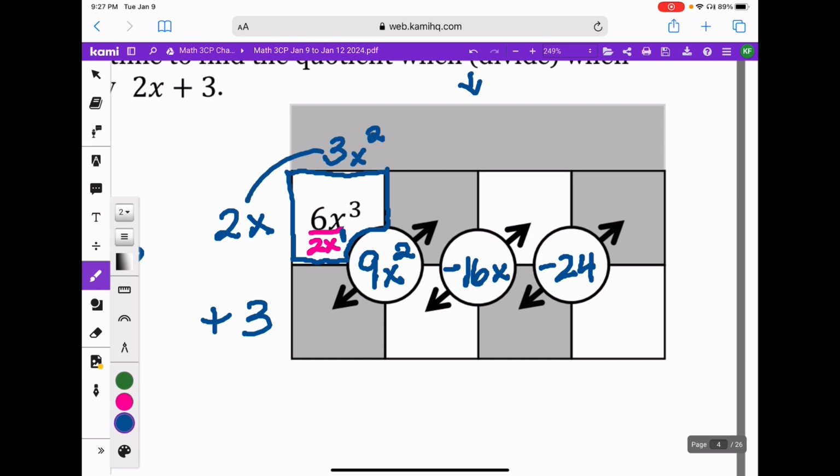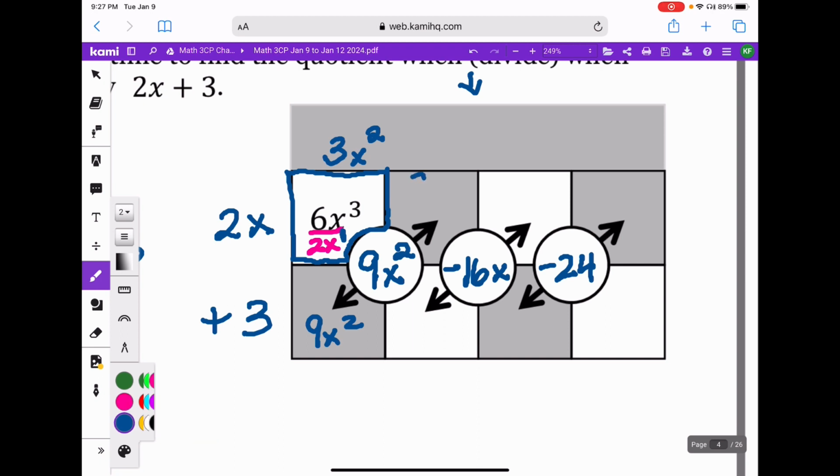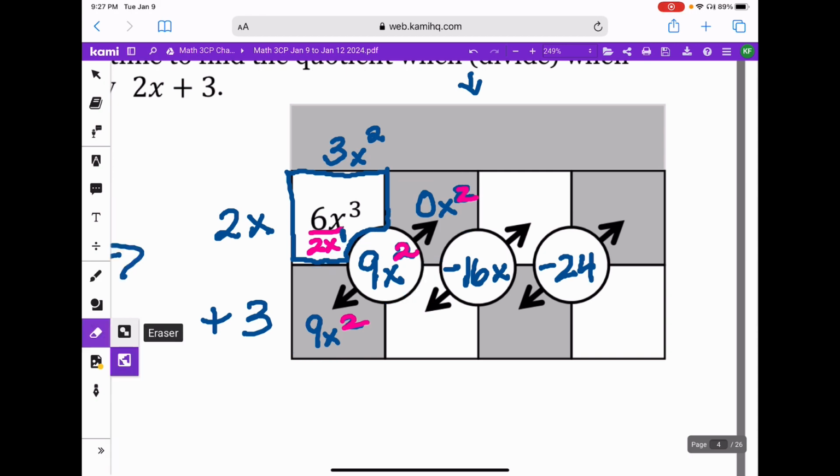So these multiplied together give you the 6x cubed. So now we're going to distribute down here. So this is going to be 9x squared. So this is interesting because we already have 9x squared, which means in the peanut, this would be 0, and be careful, it's x squared. Look at all the like terms here. 2, 2, power 2, power 2, power 2. Sometimes I forget that. So just look for that.